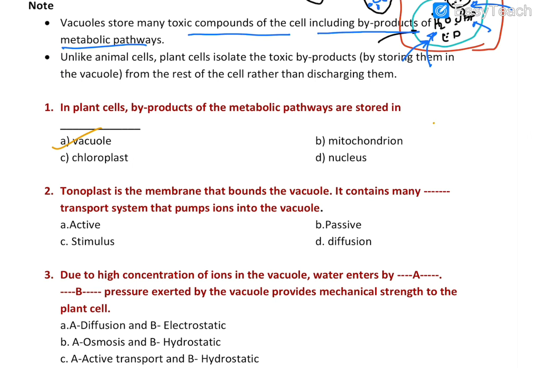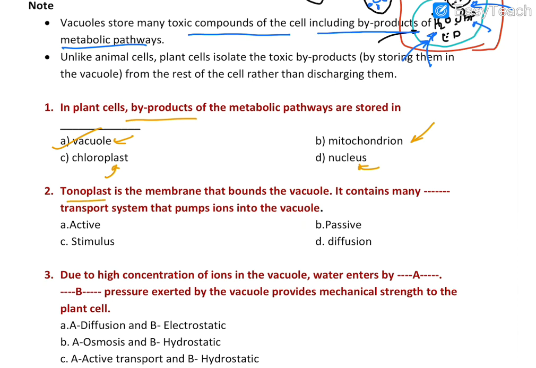But what is the functioning of mitochondrion? Mitochondrion is the singular form of mitochondria. Plural form, we call it mitochondria. Singular, we call it mitochondrion. Mitochondria is involved in releasing energy. That's why it is called the powerhouse of the cell. Nucleus is a double membrane bound cell organelle. It contains nucleic acid, that is the genetic material. Chloroplast is involved in photosynthesis. So all the byproducts in plants are stored in vacuole, because plants do not have the excretory system.